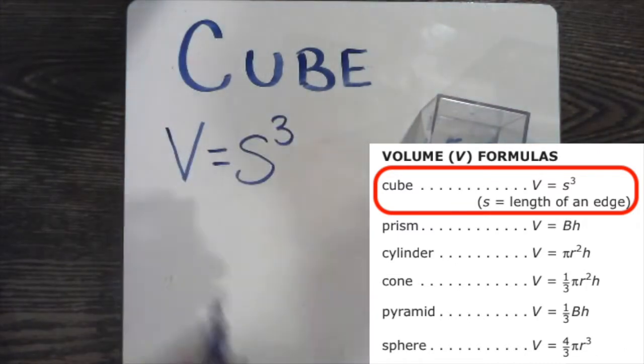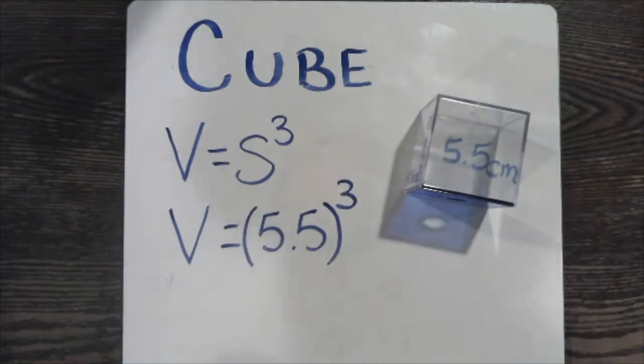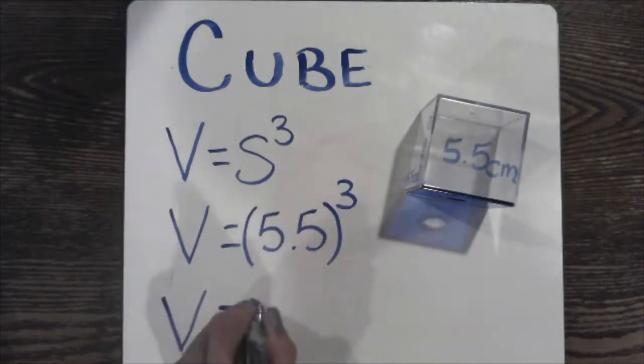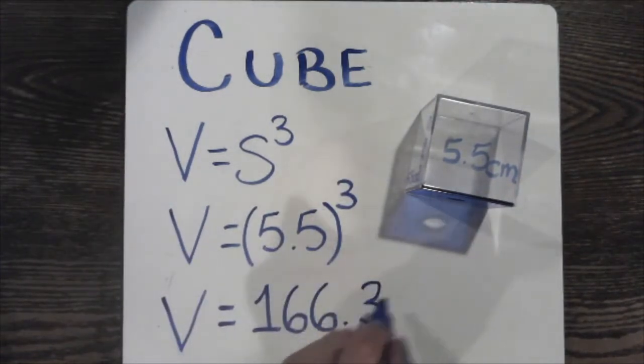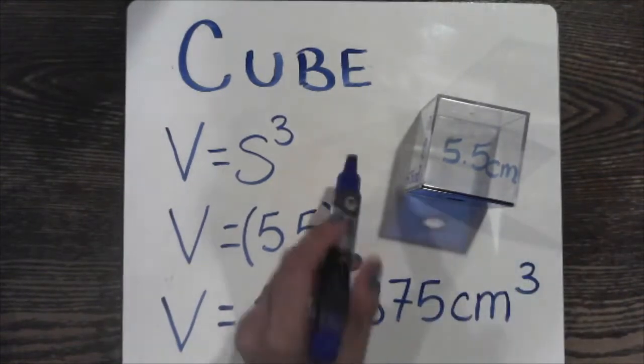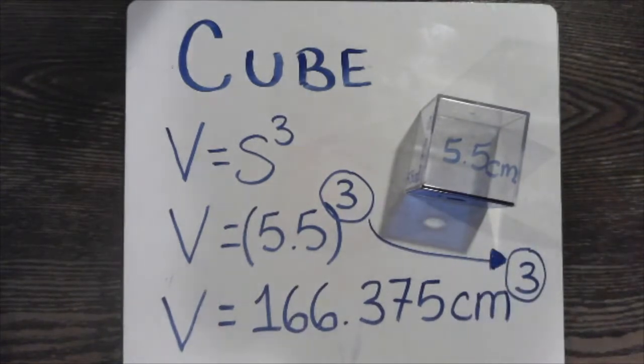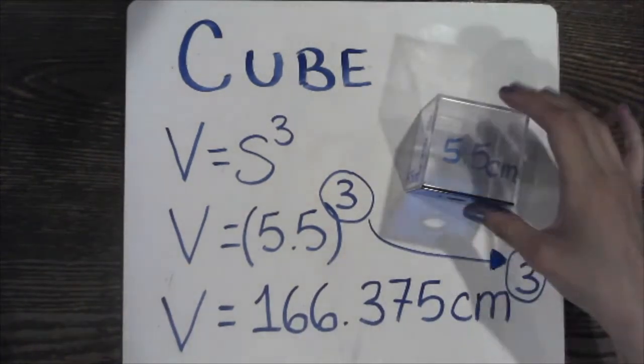Our formula for the cube is 5.5 cubed, and that means 5.5 times 5.5 times 5.5, or 5.5 times itself 3 times, which is 166.375 centimeters cubed. And you must maintain that cube because we have 3 dimensions, length, height, and width.